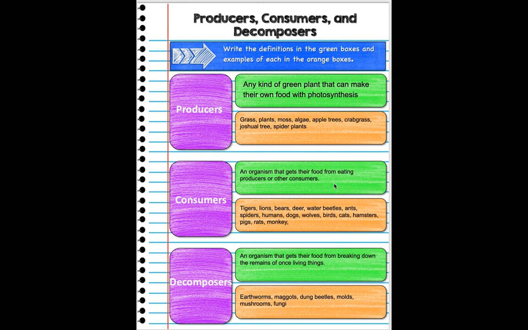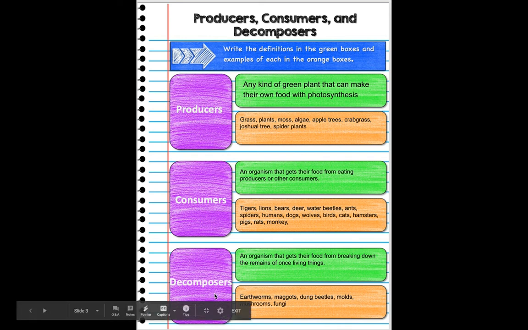Consumers: an organism that gets their food from eating producers or other consumers. So I came up with a whole bunch: tigers, lions, and bears, deer, water beetles, ants, spiders, humans, and so on. Decomposers. Got those? Then I put a bunch of those down there.